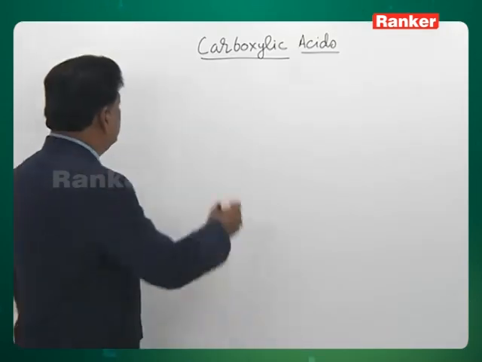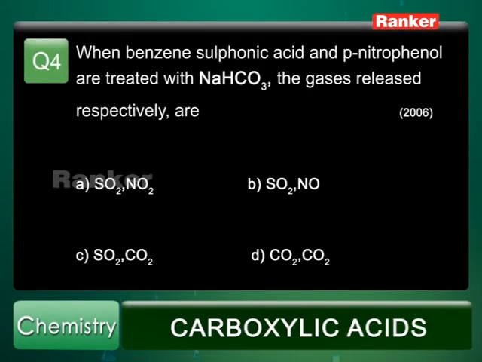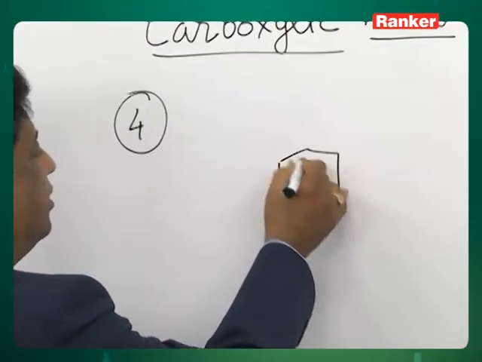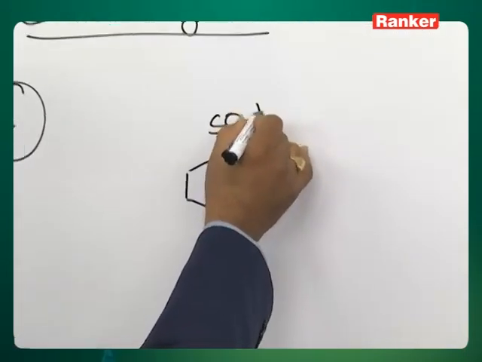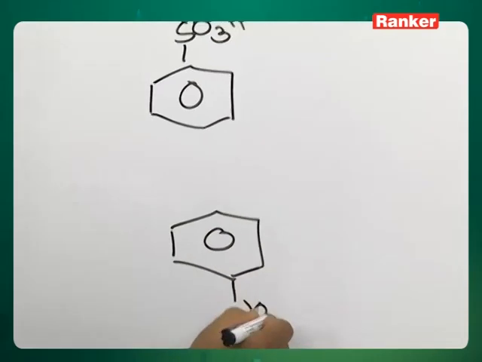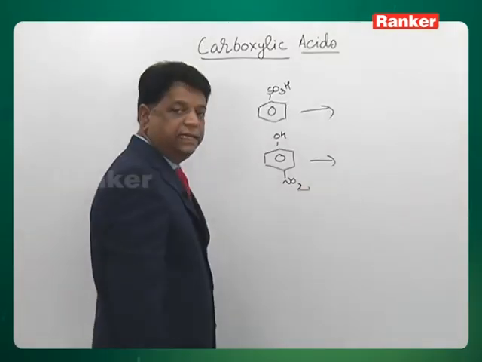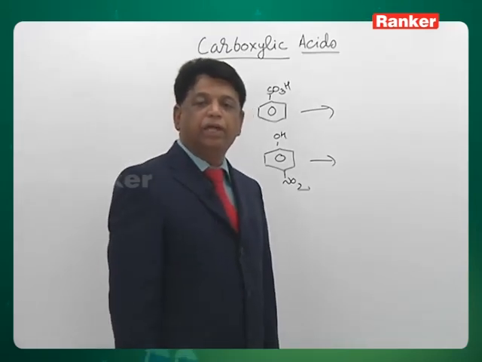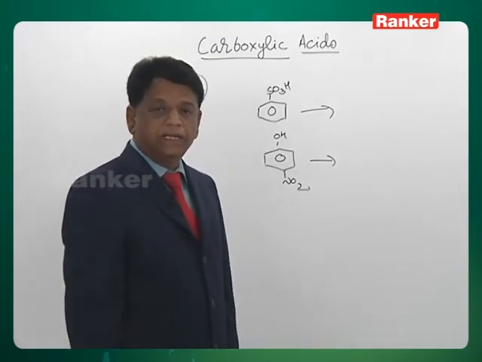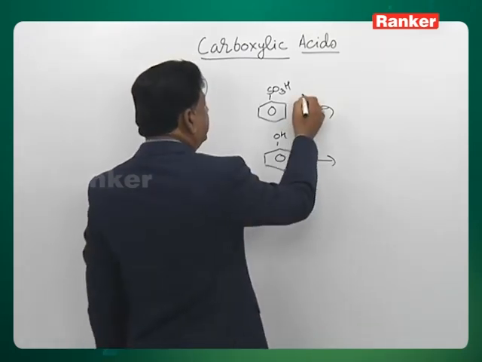So let's go for question number 4. The question is, when benzene sulfonic acid and paranitrophenol, let us see what is benzene sulfonic acid: benzene with SO3H, and paranitrophenol, a nitro containing phenol. These two compounds are treated with sodium bicarbonate. The gases released respectively, let us find what gases are released here.